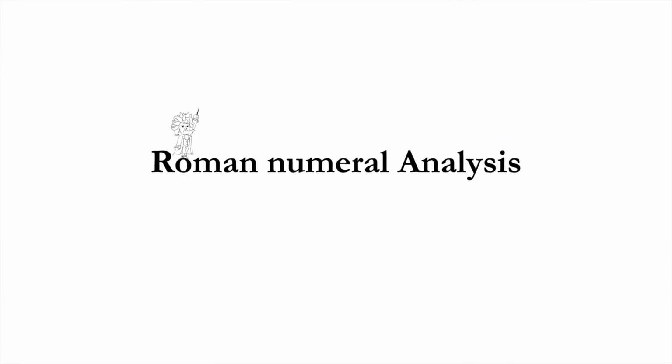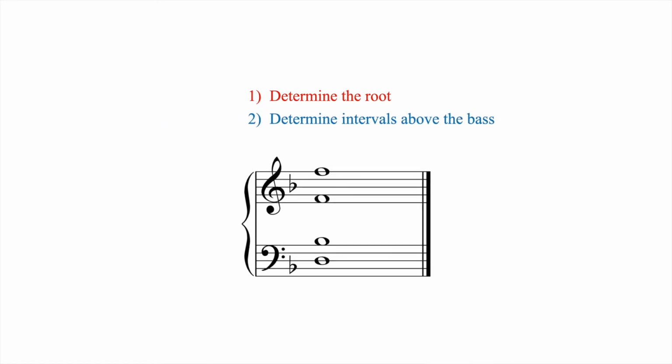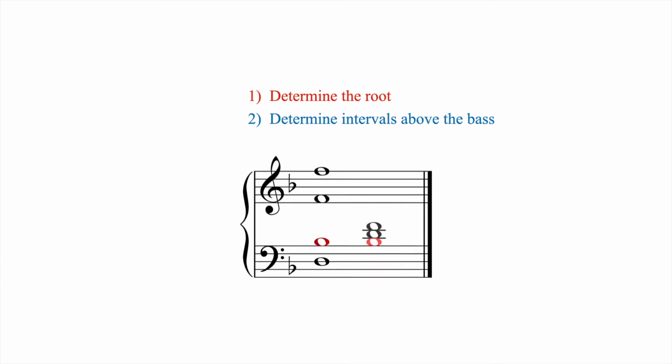Modern-day Roman numeral analysis combines the separate traditions of Roman numeral notation and figured bass. Analyzing a chord thus involves two main steps. First, determining the root of the chord in question, and second, determining the intervals above the bass. In the following example in F major, we can find the root by stacking the chord in thirds like a snowman. The answer, B flat, yields the following Roman numeral, IV.